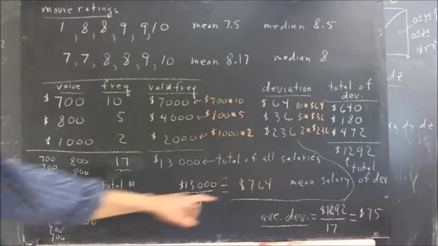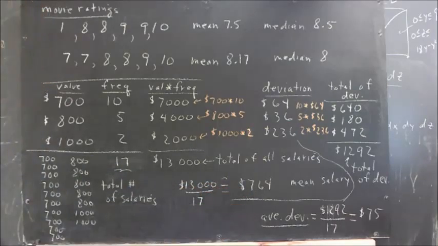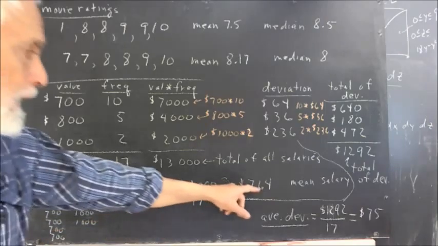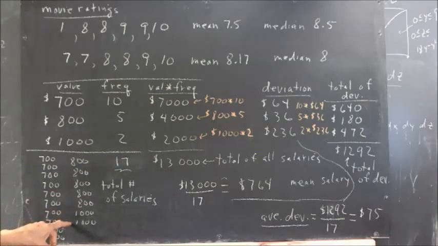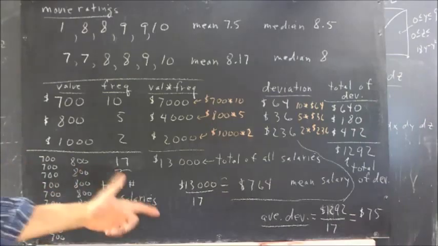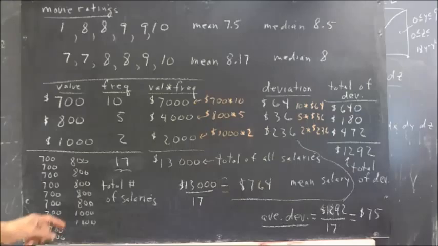And we could say, okay, well, 700 deviates from the mean by $64, okay? And 800 deviates from the mean by, what, $36, right? 800 minus 764 is 36. And 1,000 by 236, and that's a very easy calculation. So what do we have? We're going to have 10 deviations of $64, 5 deviations of $36, and 2 deviations of $236.